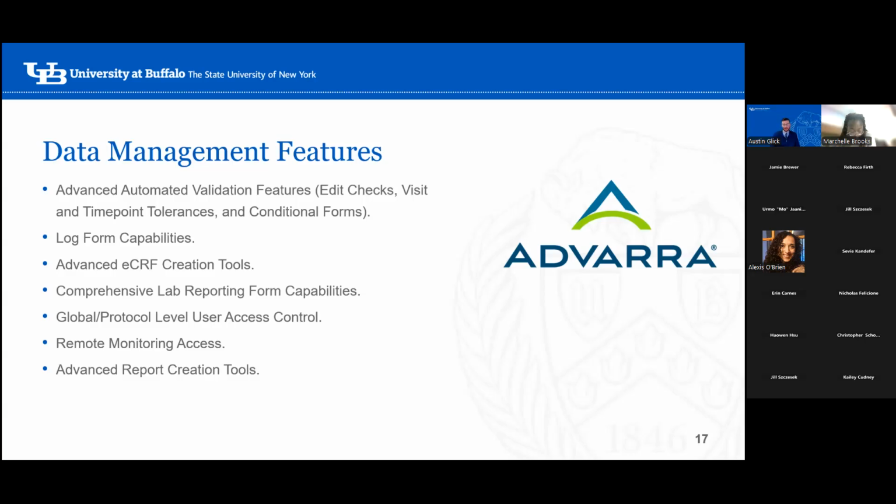There's advanced eCRF creation tools. I'll go through some of these and show you what some of these tools look like and what some of the forms we can create in this system look like.